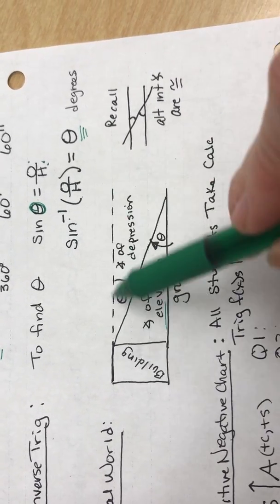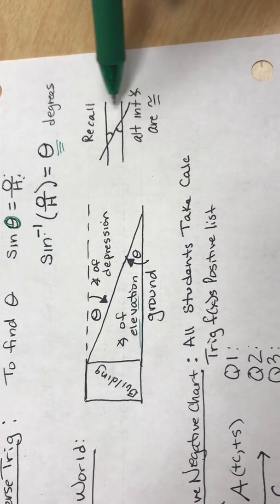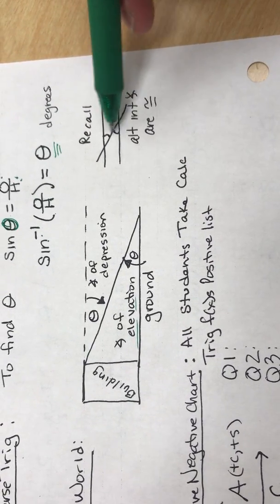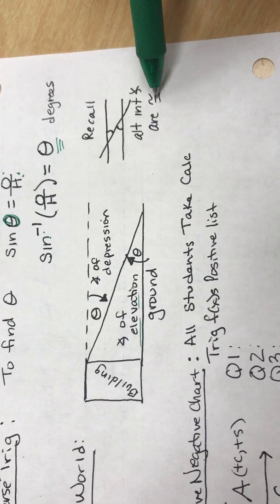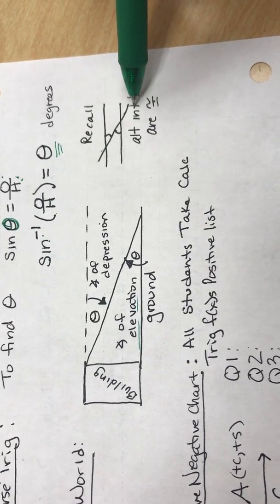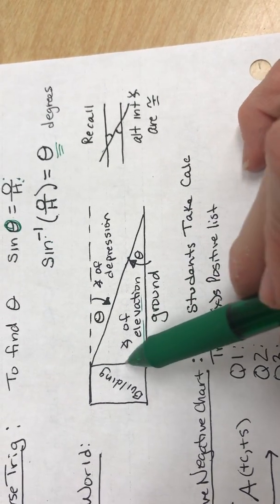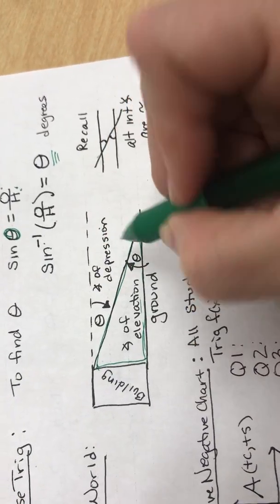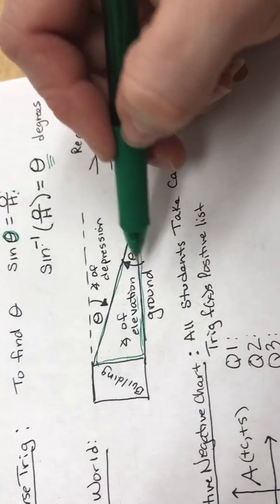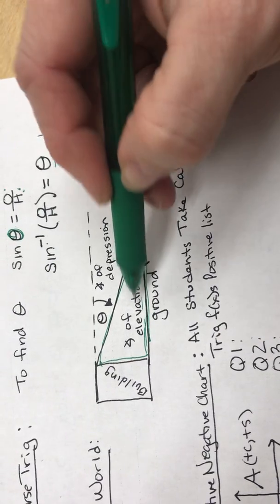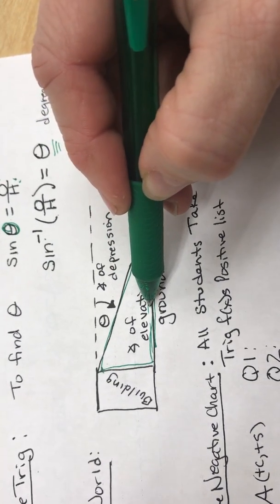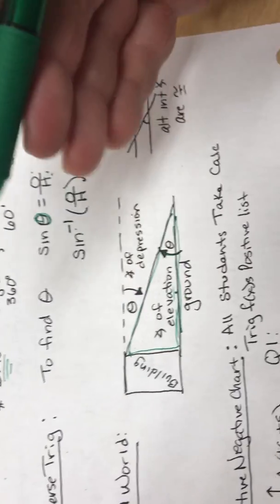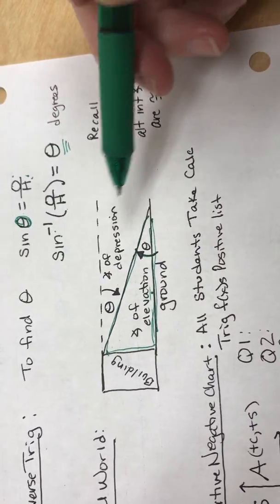So the ground is always set parallel so that you can remember your alternate interiors are congruent, okay, when cut by a transversal back in geometry. So if this is my triangle right here, the ground measuring up is your angle of elevation, which makes sense. When you elevate things, you bring them up, okay?